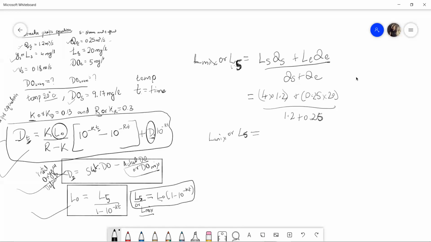Yes, you can use the chat to reply to me. What is the answer? 6.75 or 6.76 you'll get, right? 6.75 or 6.76 you can take. That is in mg per liter.